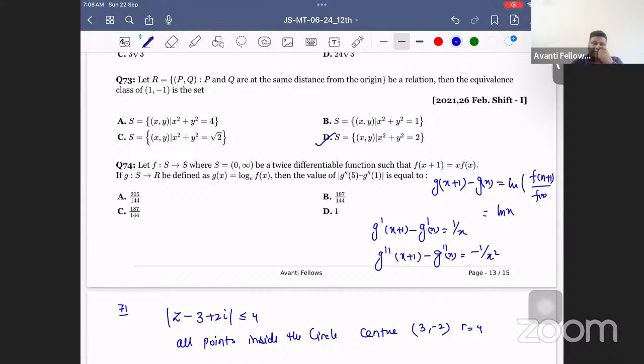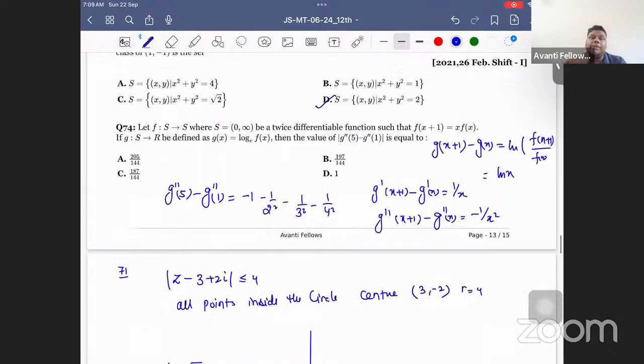Now you put the values of x from 1, 2, 3, 4, 5. Use the telescopic sum. Certain values will cancel out. So you will be left with g double dash 5 minus g double dash 1. Got it? The result will be minus 1 by 2 square minus 1 by 3 square minus 1 upon 4 square, because you are replacing values of x from 1 to 4. Got it? Good question it was. This is quite a replica of a question which appeared in JEE, I think 2010.